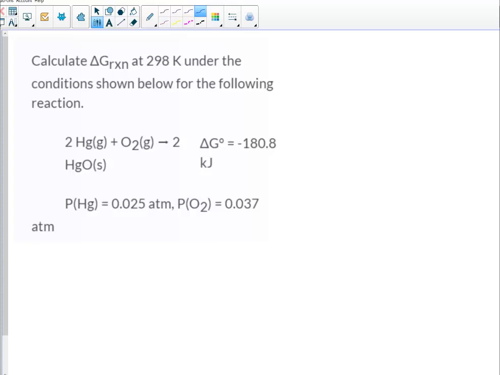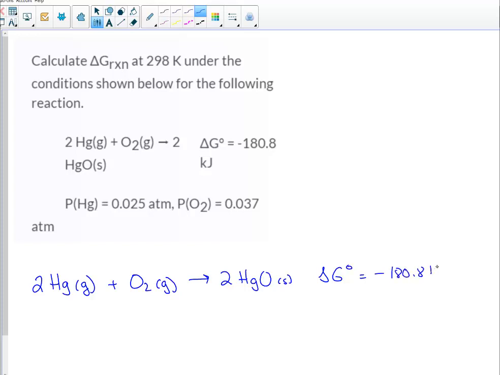Here's another old test question. Calculate the delta G of the reaction shown below. I'm going to rewrite the equation because it kind of gets choppy here. I have two gaseous mercuries, 2Hg gas, plus molecular oxygen as a gas, forming two mercury oxide solids. And this delta G in a standard condition is given as negative 180.8 kilojoules. So that is spontaneous in the forward direction with its negative sign.